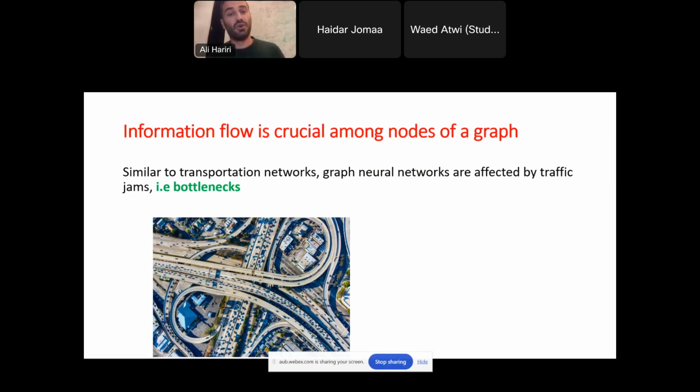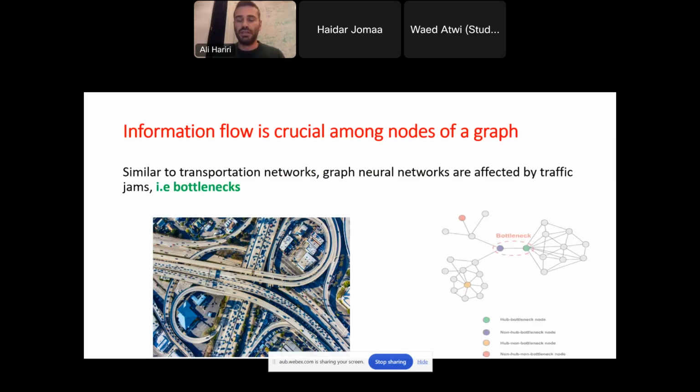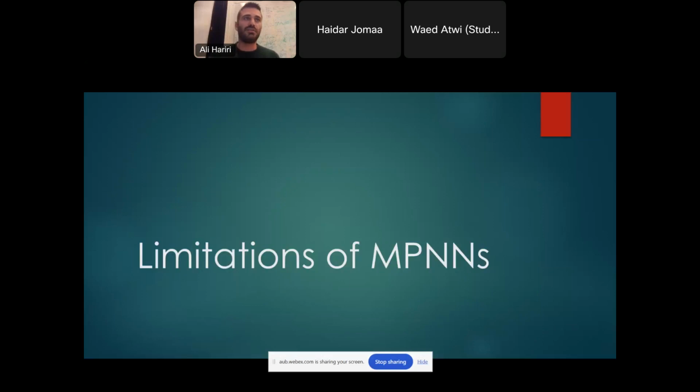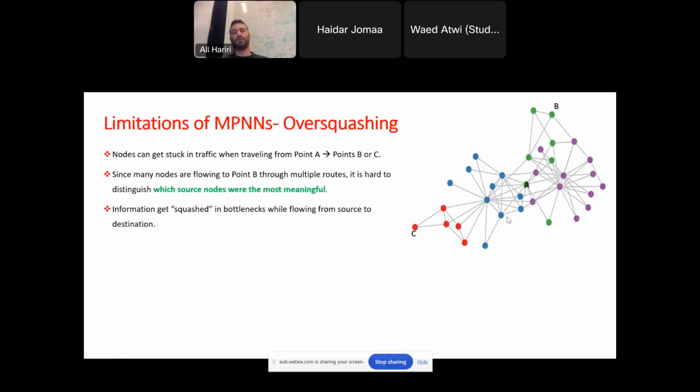And this is where nodes and information collide, and information gets stuck in traffic when traveling from node A to node B. This is the bottleneck effect, one of the main contributors to the loss of information in graph neural networks. So now we start talking in more detail about the limitations of MPNNs. This limitation of bottleneck being present in the graphs when information goes from A to B is called oversquashing.